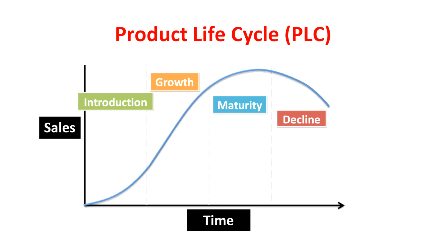Now, while plotting on a diagram, it takes the shape of a bell, leading it to be called a bell-shaped PLC curve. Let us check out the curve. As you can see, there are 4 stages in the product life cycle. Time is plotted on x-axis, while sales is plotted on the y-axis. The time as well as sales figure will depend upon product to product.